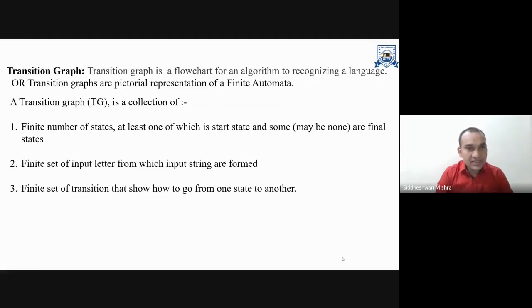Next, a finite set of input letters from which input strings are formed. It means you have a collection of finite letters that will be your input string. And the third one is a finite set of transitions that show how to go from one state to another state. That is the third point, the transition functions. So a transition graph contains these three things. First, the finite number of states. Second, the finite set of inputs. And third, the transition function.